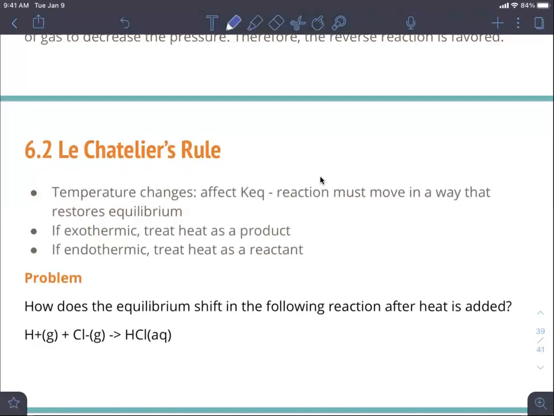And so the way you can do these calculations is that if the reaction is exothermic, you treat the heat as a product. If it's endothermic, you treat heat as a reactant. So you can think of heat as energy, right? Heat is a form of energy. So in an exothermic reaction, you know that energy is released. And so that's why you can treat heat as a product. In an endothermic reaction, you actually have to add heat. So you add energy so the reaction even happens. And that's why you treat it as a reactant.